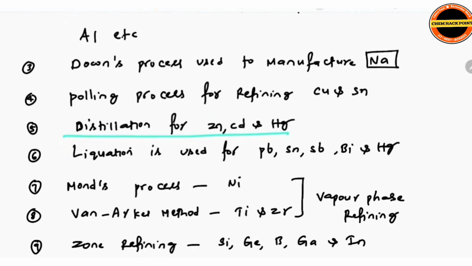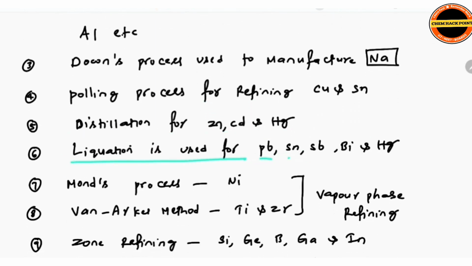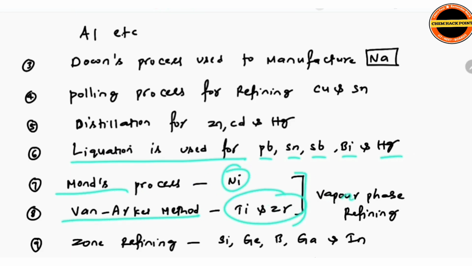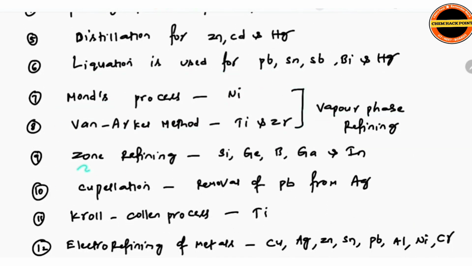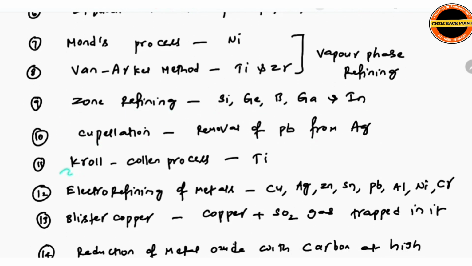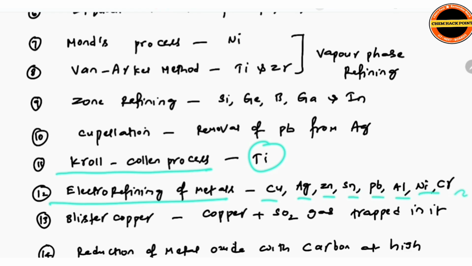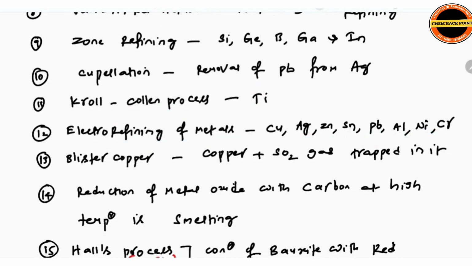Distillation for zinc, cadmium, mercury. Liquation is used for lead, tin, antimony, bismuth, mercury. Mond process for nickel. Van Arkel method for titanium, zirconium. Both are referred to as vapor phase refining. Zone refining for silicon, germanium, boron, gallium, indium. Cupellation, removal of Pb from Ag. Kroll process, titanium. Electrorefining of metals: copper, silver, zinc, tin, lead, aluminum, nickel, chromium are mainly refined by these methods. Blister copper is copper with SO2 gas trapped in it.